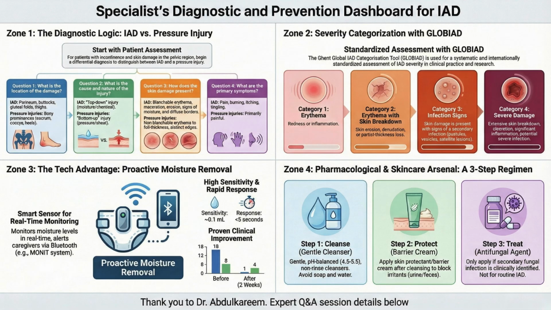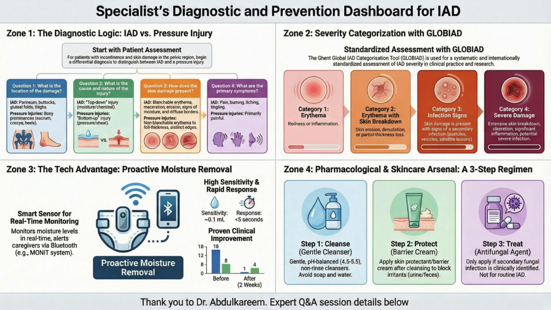Tell me about this technology. It's a small sensor that attaches externally to the diaper. It uses Bluetooth low energy and capacitive sensing to detect moisture, and it's incredibly sensitive. How sensitive? It can detect as little as 0.1 milliliters of fluid, and the latency is less than 5 seconds. So the moment the patient voids, a caregiver gets an alert on a smartphone. Instantly.